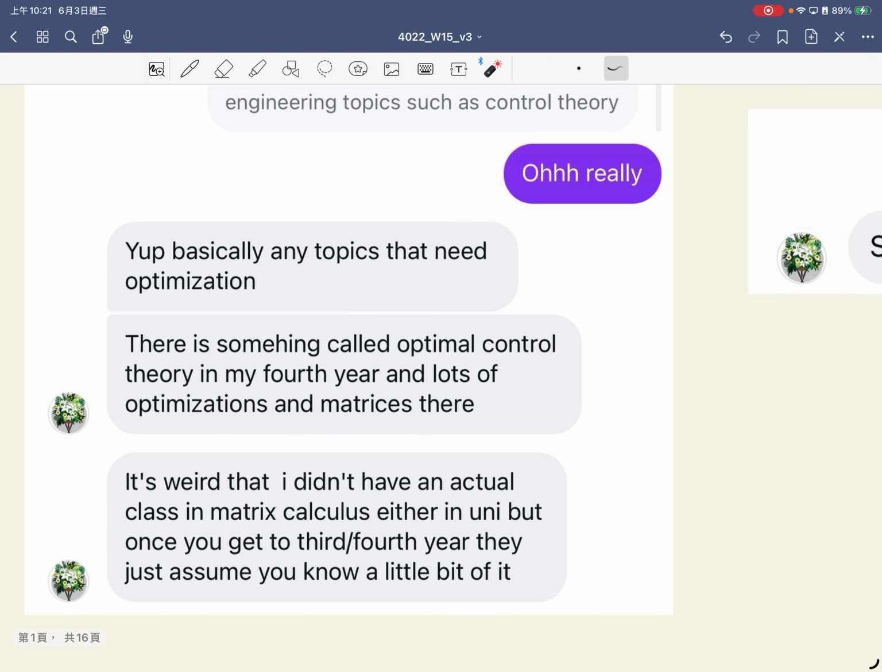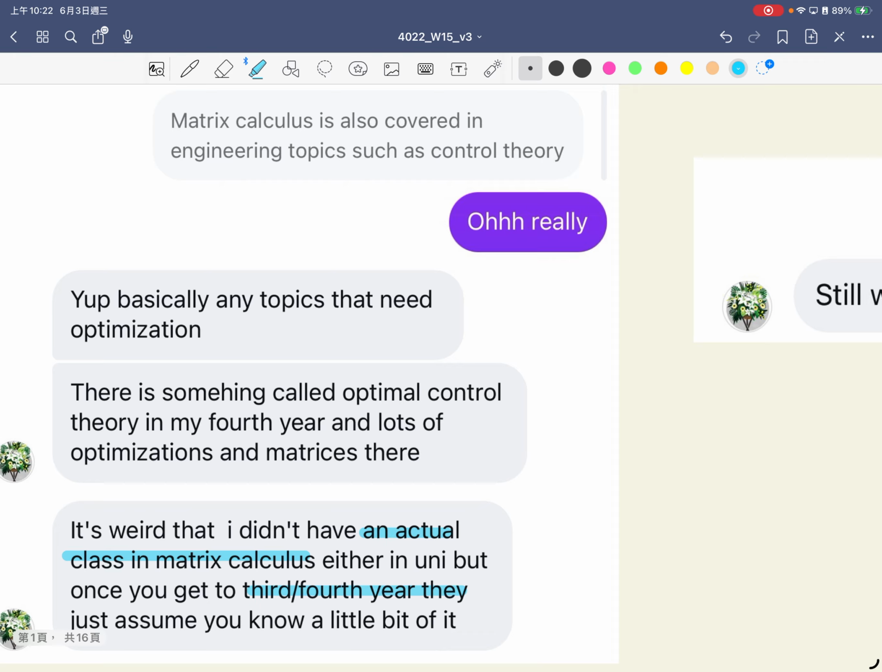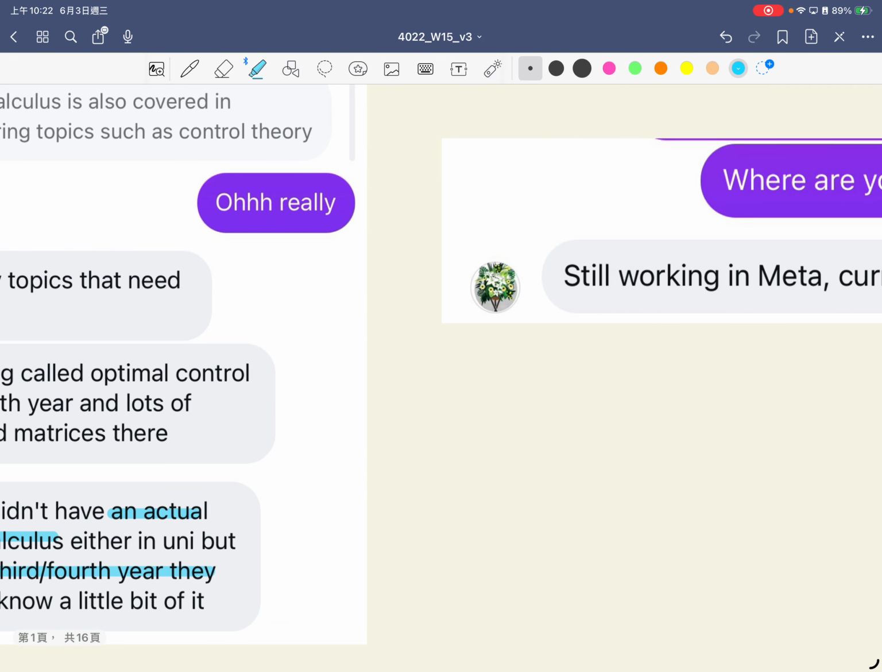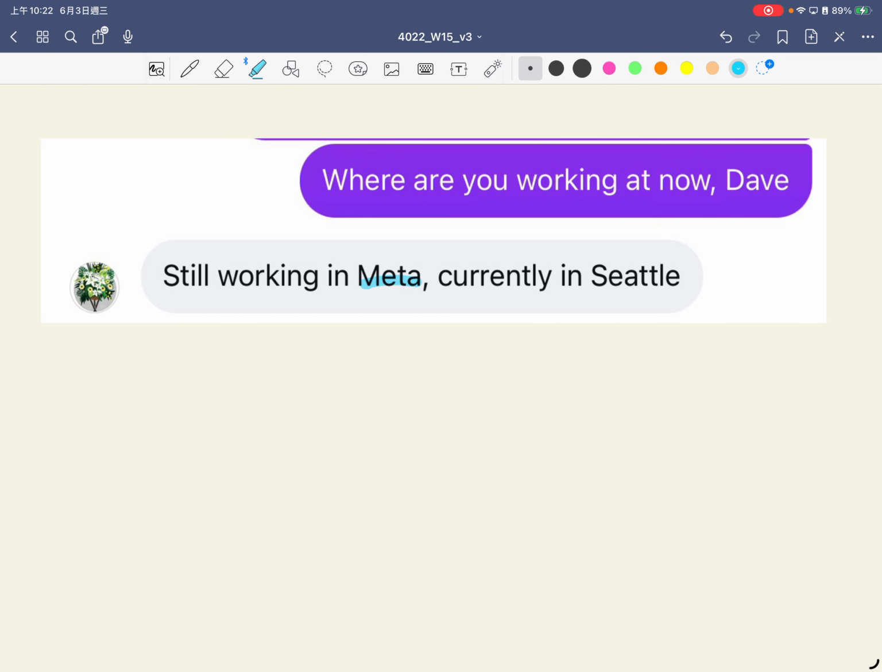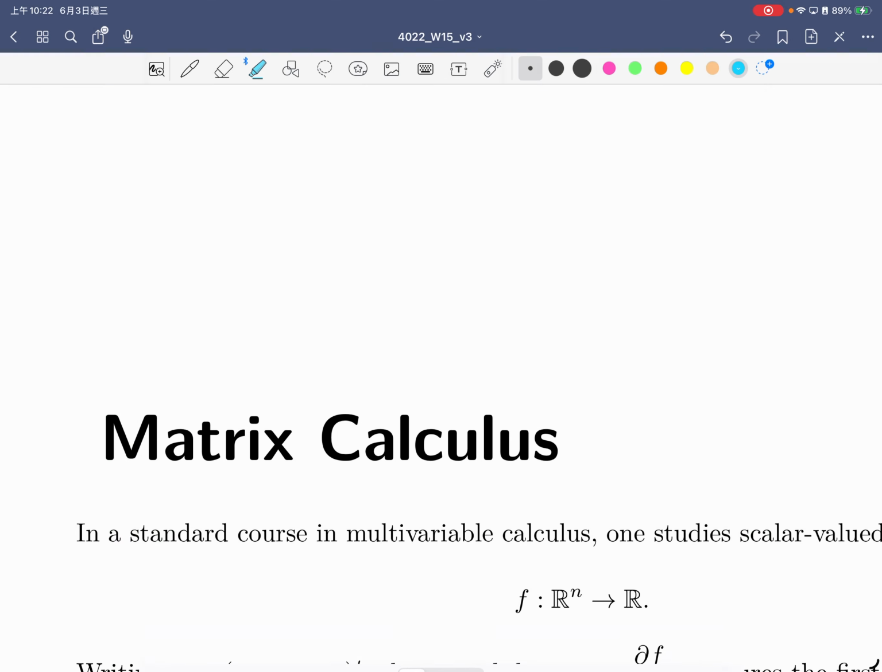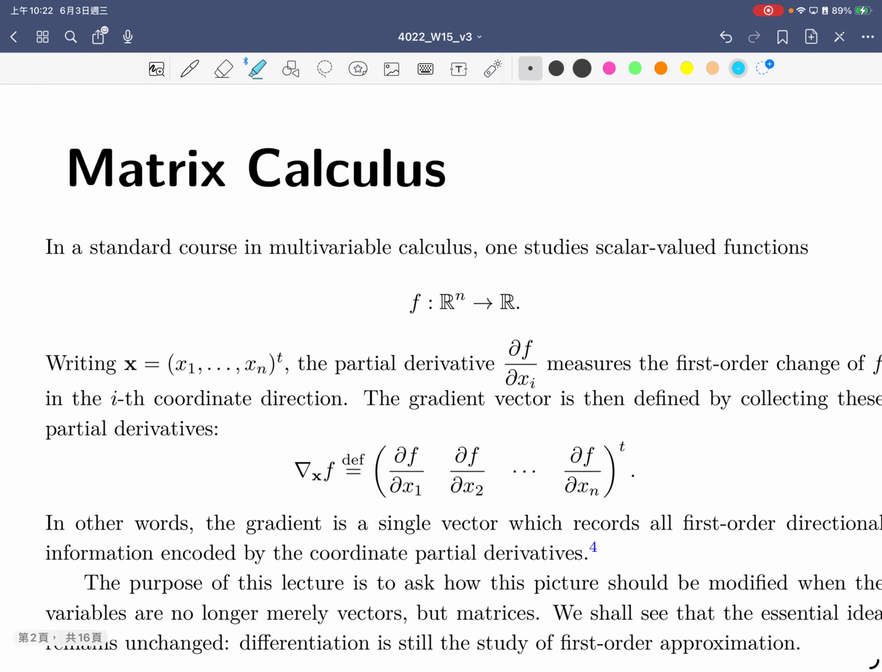So basically, it's weird that he never had an actual course in matrix calculus, but it seems that when you get to your 3rd year or 4th year, they will just assume you know a little bit. And I think this is exactly the kind of story I hear from most of you, okay? At a certain stage, your professor, no matter from economics or from computer science, can't assume you know how to do it. And for your information, he has an undergraduate degree in engineering, and he's now working at Meta in Seattle. So, in any case, let me start.